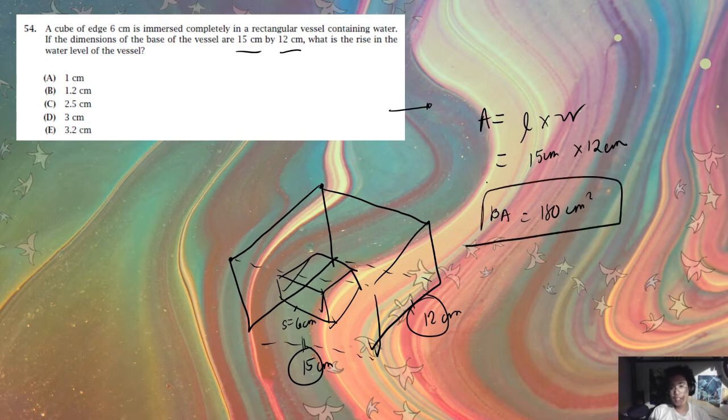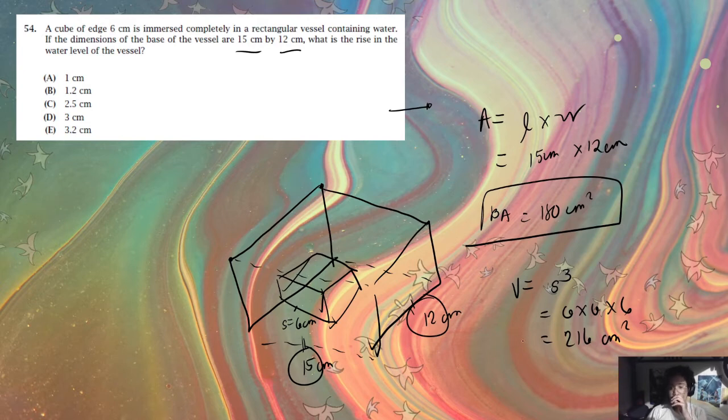Now, given that a cube was submerged in this rectangular container with water, the volume of the cube will be equal to S cubed, which gives us 6 times 6 times 6. 6 times 6 times 6 is 36 times 6, which is 216. So that's 216 cubic centimeters.